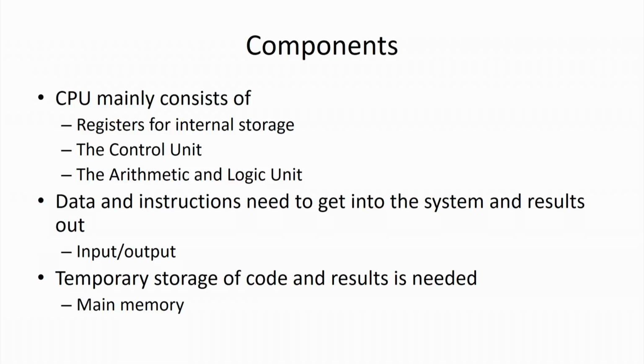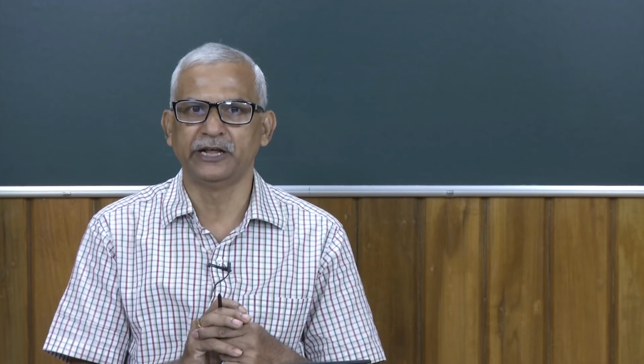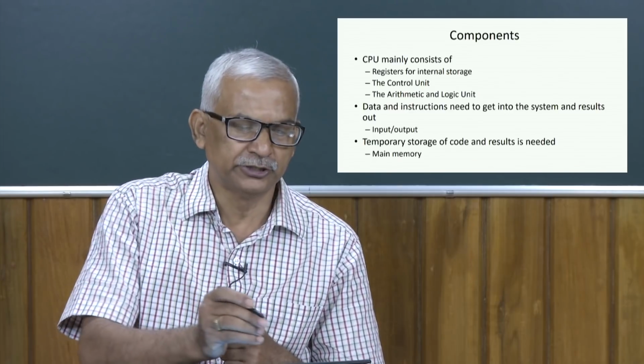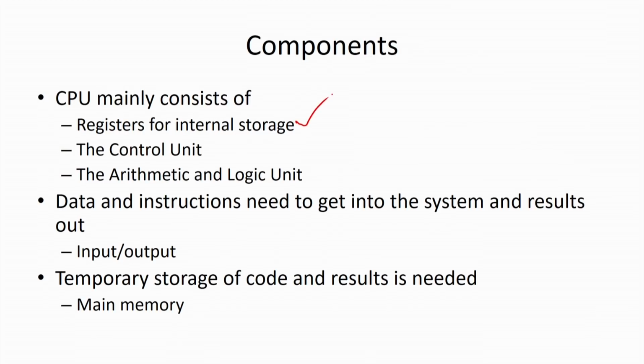Now, in a nutshell, what are the components that we have inside the processor? The CPU mainly consists of registers for internal storage, a control unit, and an arithmetic and logic unit. These are the 3 major components that we have inside a processor, and they are connected through our interconnection network.